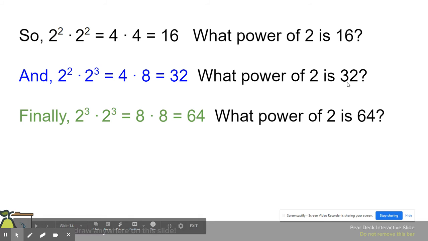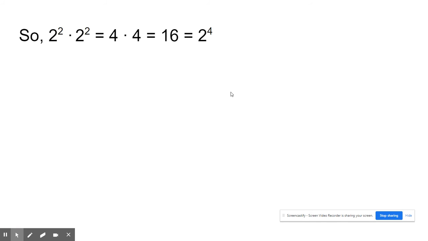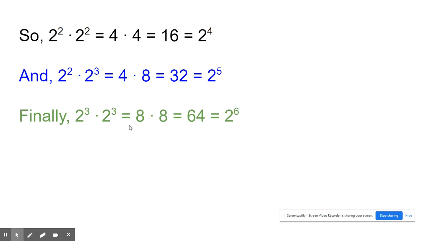What power of 2 is 32? Well, again, use your fingers, count. 2, 4, 8, 16, 32. Hopefully you came up with 2 to the 5th. What power of 2 is 64? 2, 4, 8, 16, 32, 64. You got back to your index finger. Now it's 2 to the 6th power. So 2 squared times 2 squared equals 4 times 4 equals 16, 2 to the 4th. This one, 32, is 2 to the 5th. And finally, 64 is 2 to the 6th.